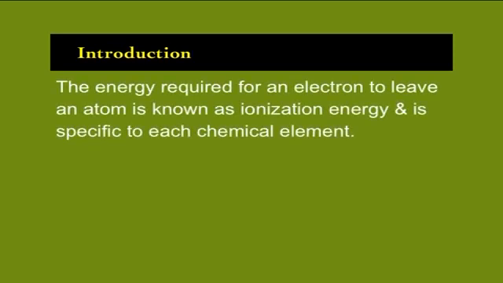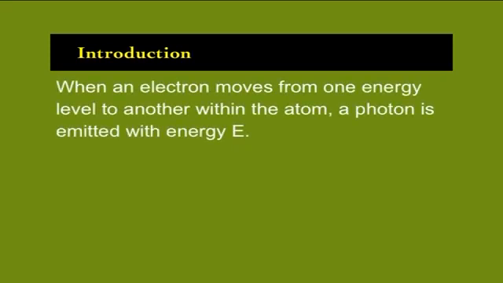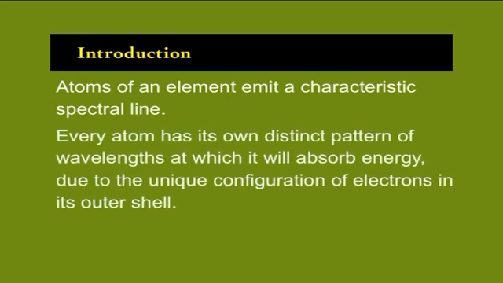The energy required for an electron to leave an atom is known as ionization energy and is specific to each chemical element. When an electron moves from one energy level to another within the atom, a photon is emitted with energy E. Atoms of an element emit a characteristic spectral line. Every atom has its own distinct pattern of wavelengths at which it will absorb energy due to the unique configuration of electrons in its outer shell. This enables the qualitative analysis of a sample.